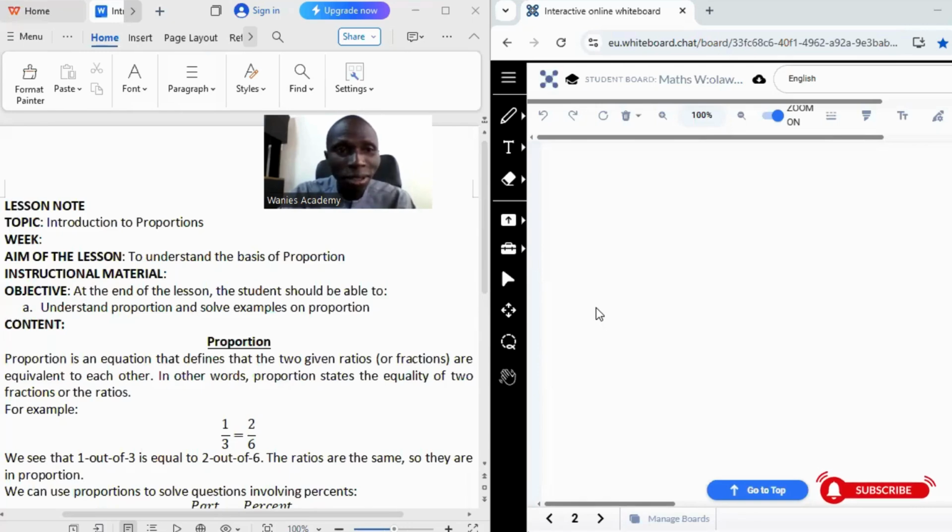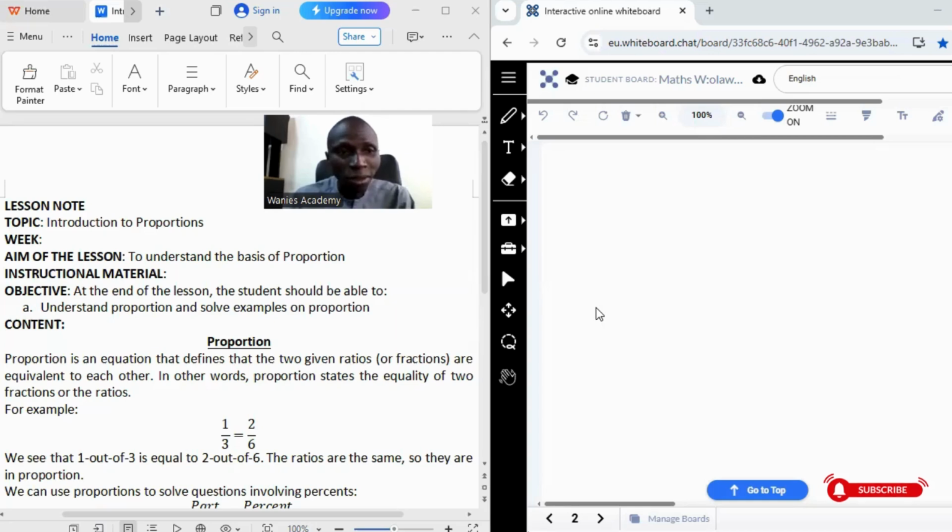In the mathematics class today, we're looking at Introduction to Proportions. Last week, we looked at real-life application of fractions, and today we're looking at Introduction to Proportions. The aim of the lesson is to understand the basis of proportion, and the objective of the lesson is that you'll be able to understand proportion and solve examples on proportion.